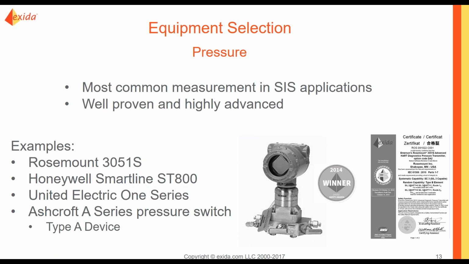The product safety manual provides failure rates. It will provide failure modes, suggested proof tests, proof test coverage estimates, and all of the settings that need to be considered when you're evaluating a product for your own safety application.